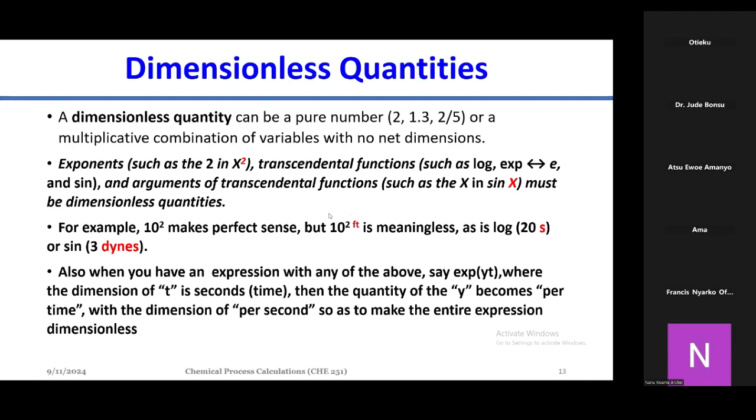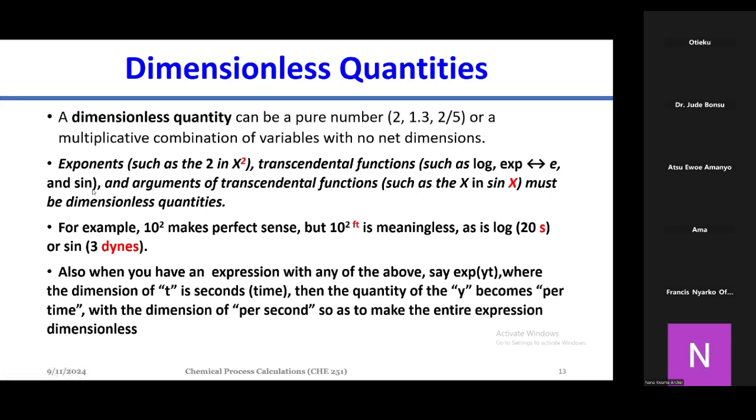Now, with the dimensionless quantity, when we take any exponent, such as x squared here, you should make sure that the power here is always a whole number or a dimensionless quantity. Not only x squared, but all exponents, transcendental functions, and arguments of transcendental functions. The transcendental functions examples are the logarithmic functions, the exponential function, the sine, cos, and all that.